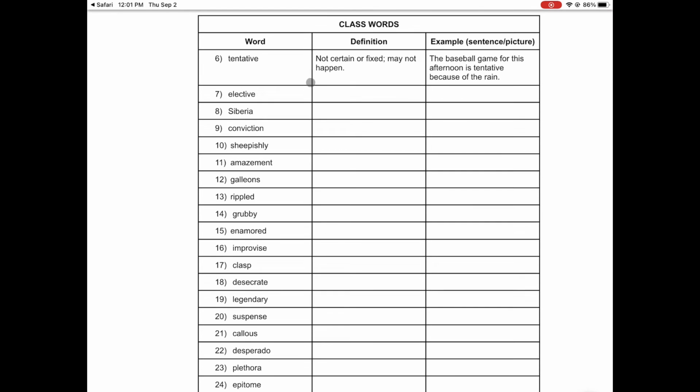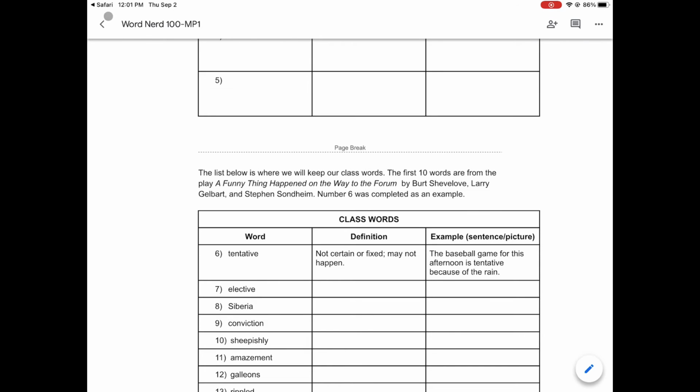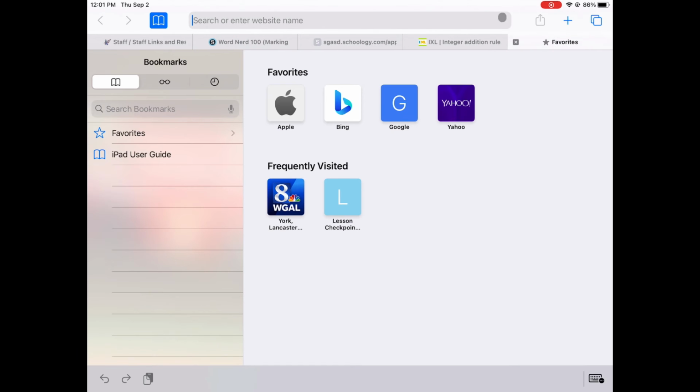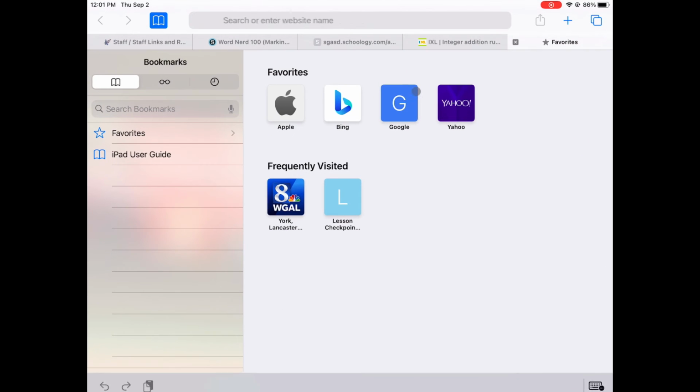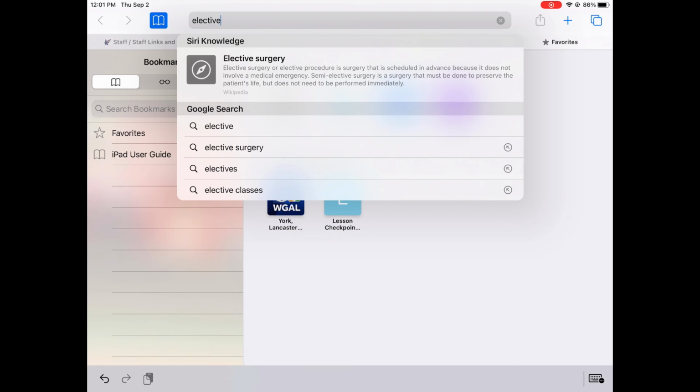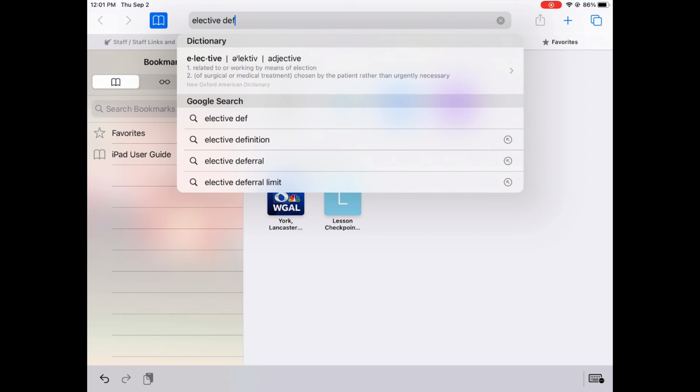So I want to show you what it looks like on an iPad to do this. So you go back to Safari, or open Safari, depending on whatever you're doing. We'll open a new tab there. And remember I showed you in class about doing this, you type in the word and then definition. So we look at elective, and then definition. We follow it with the word definition. There'll be a dictionary definition actually right there in the top result.